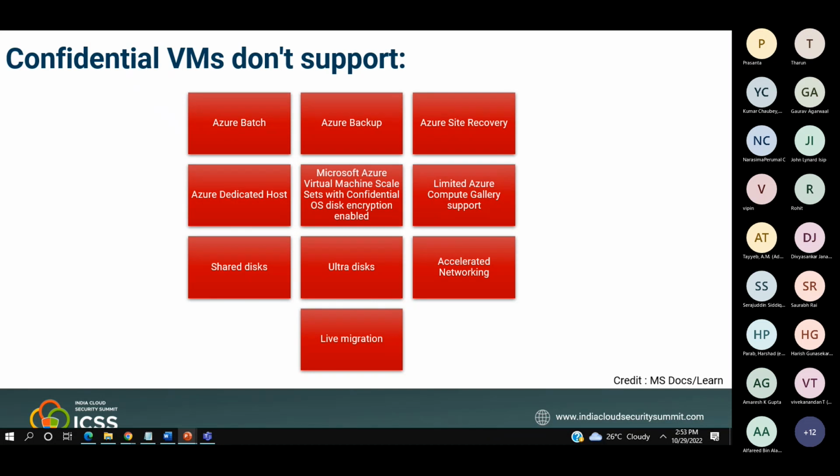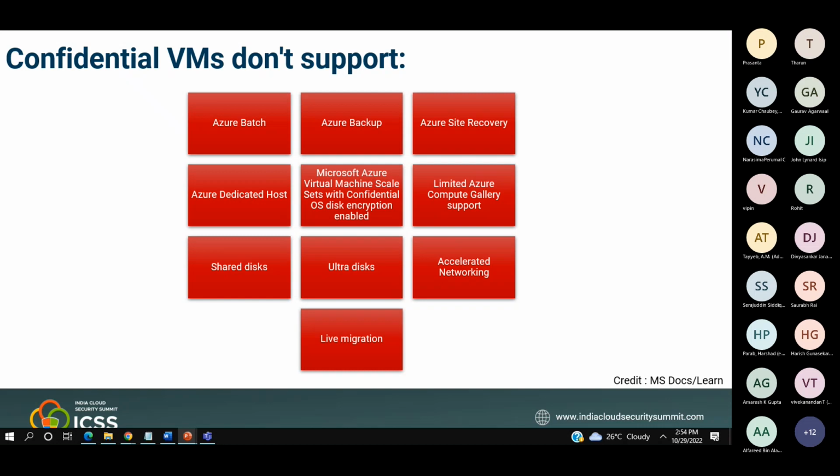Then there is Azure Dedicated Host. With Azure Dedicated Host, you say that this is the compute resource I will be using dedicatedly, because as and when you go into the cloud, you always have shared resources, shared across the VMs. But if you need the dedicated host, then there would be a little bit of cost around it. Then you can't do a scale set with confidential OS disk encryption enabled. So you can create a scale set, but OS disk encryption will not be enabled on it.